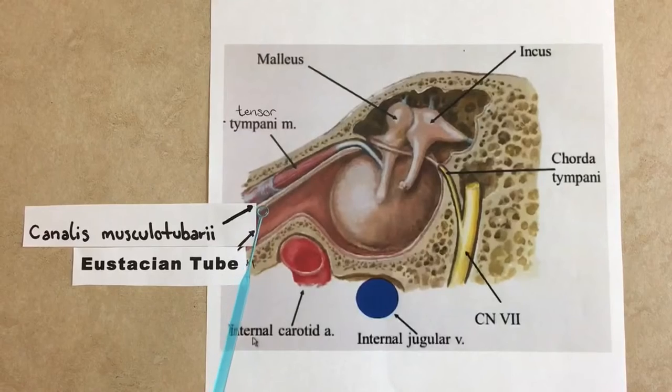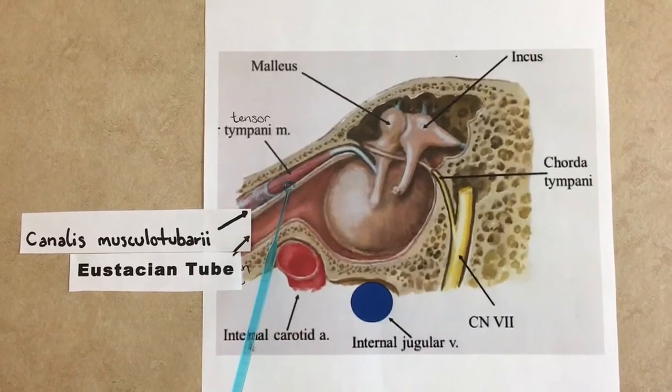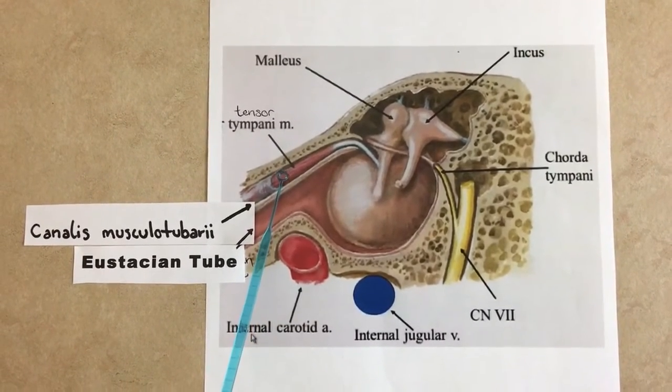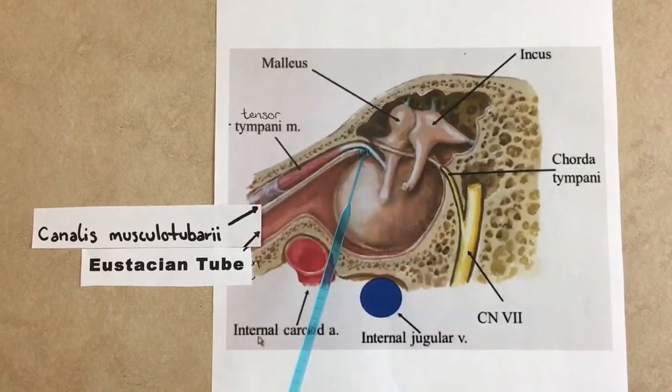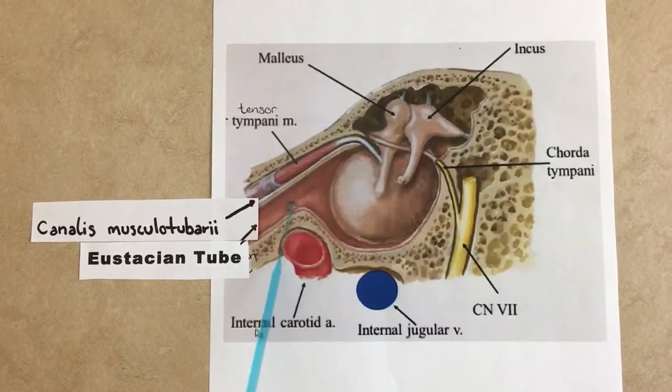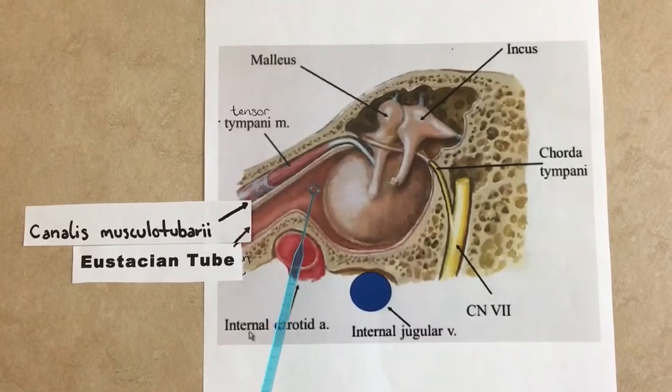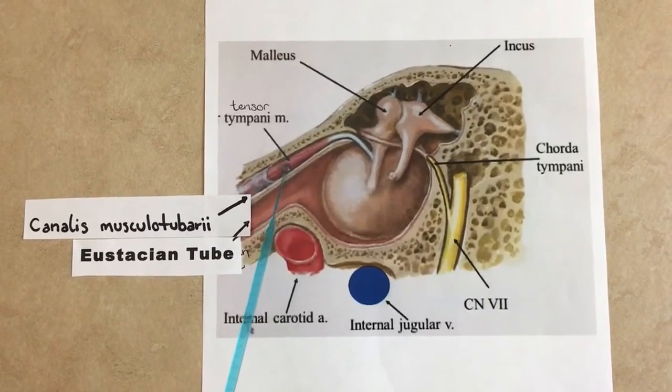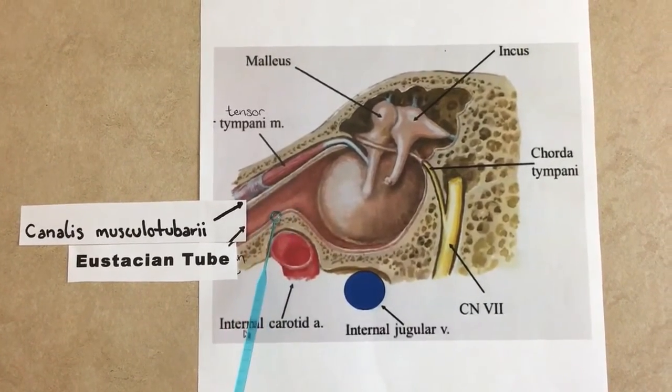The other landmarks of this wall are the canal for the tensor tympani muscle and the cochleariform process from which the muscle extends. Finally, the canalis musculotubarius, which is a thin sheet of bone separating the canal of the tensor tympani muscle and the eustachian tube.